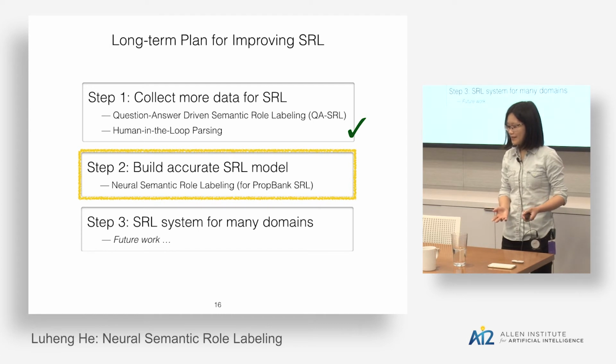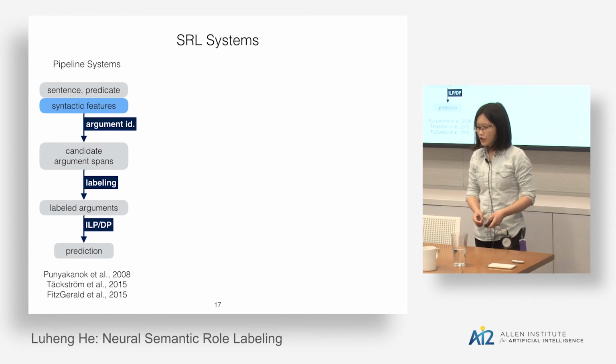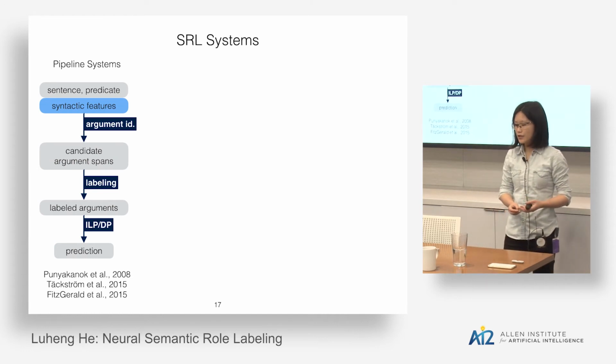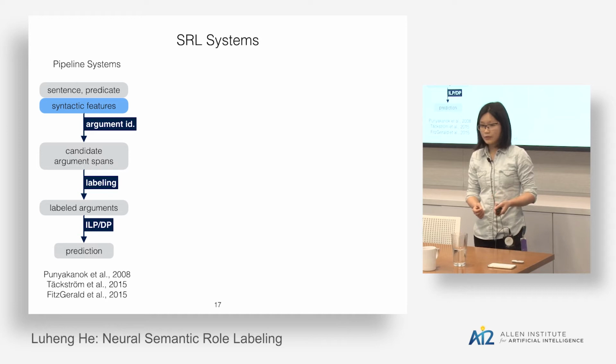So what I've shown is that we can collect SRL data with crowdsourcing in a cost-efficient way. So the rest of the talk will be focusing on building an accurate SRL model for PropBank. Traditionally, people solve SRL using a pipeline system that involves syntactic parsing. For example, the candidate argument spans are extracted from the syntactic constituency trees, and to assign semantic role labels to the arguments, they build a model that uses lexical or syntactic features.